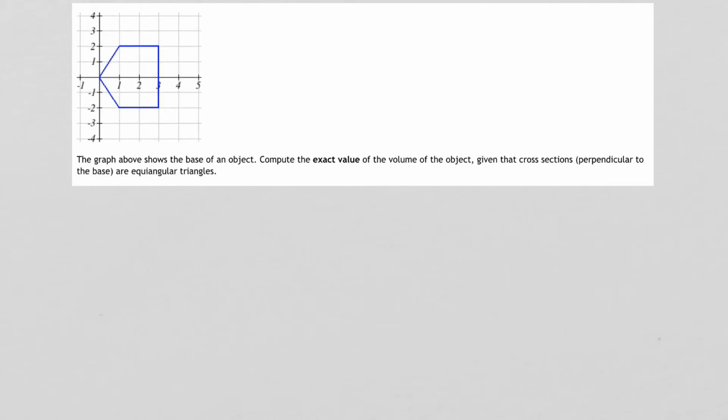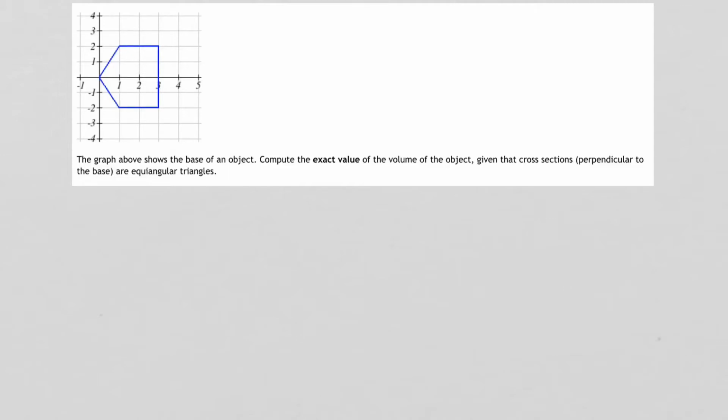Let's talk about finding the volume of a solid by using a slicing method. So the graph above shows the base of an object. Compute the exact value of the volume of the object given that cross sections perpendicular to the base are equiangular, or if you like, equilateral triangles.